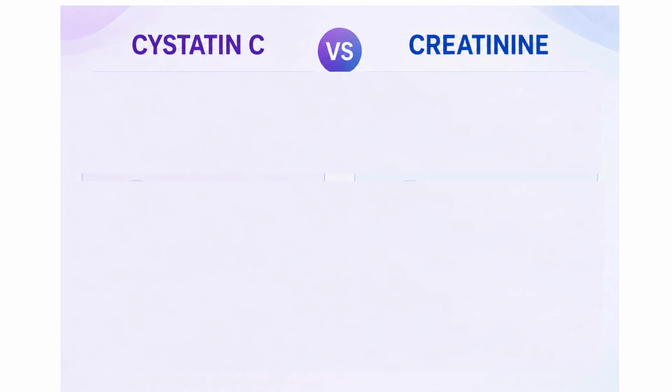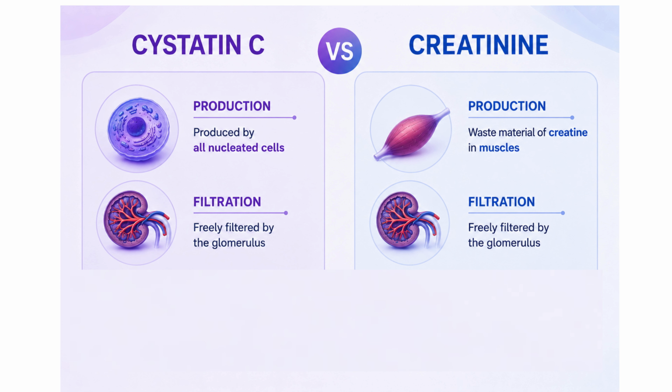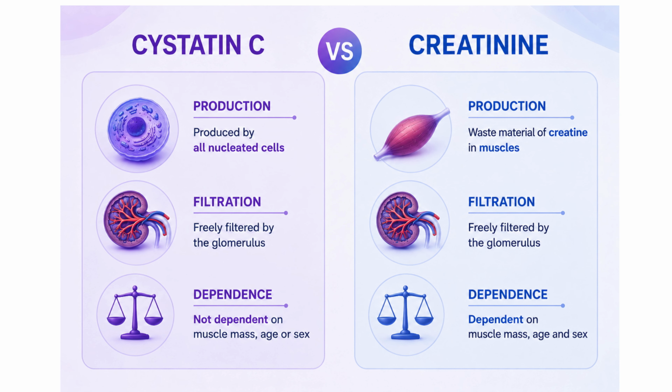Now let's compare cystatin C and creatinine. Cystatin C is produced by all nucleated cells, but creatinine is the end product of creatine metabolism in muscles. Both are freely filtered by the glomerulus. However, cystatin C is largely independent of muscle mass, age, and sex. In contrast, creatinine depends on muscle mass, age, and sex.